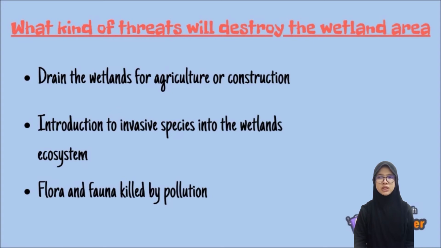Invasive species will compete with native species for the natural resources and cause the entire food cycle of the ecosystem to be disrupted. Another kind of threat is pollution that kills flora and fauna. Concentration of pollutants beyond the saturation level leads to toxic contamination entering the wetland through water. The species will struggle to survive.